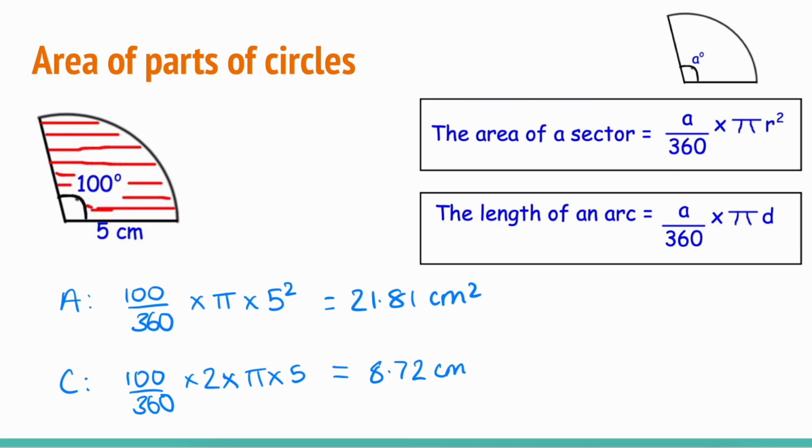And that would just be this section here, don't forget. It's just the bit at the edge. It is not the full perimeter. It's just that part of the arc. If I wanted the full perimeter, I would then need to add on 5 and add on another 5 for this side here as well.